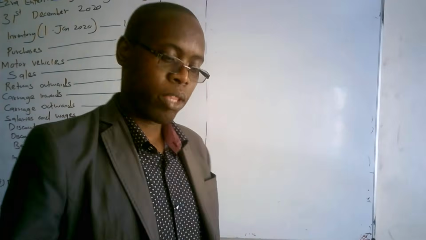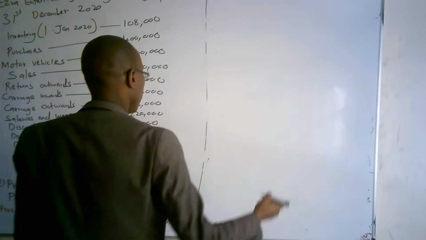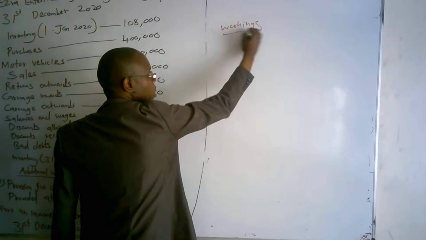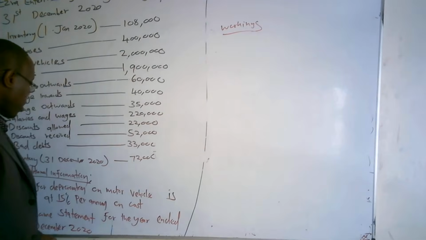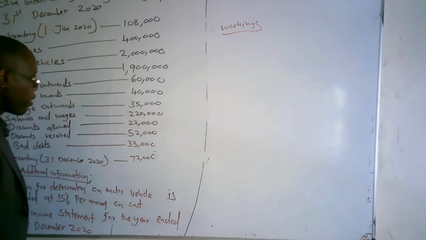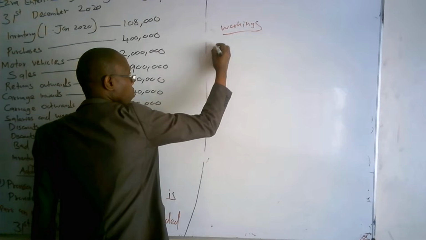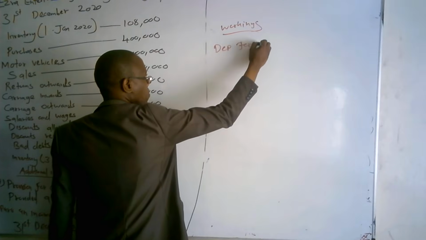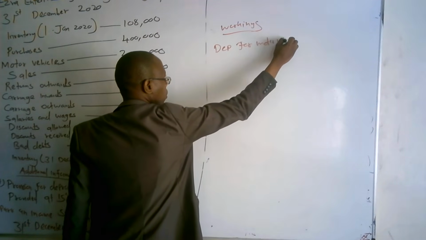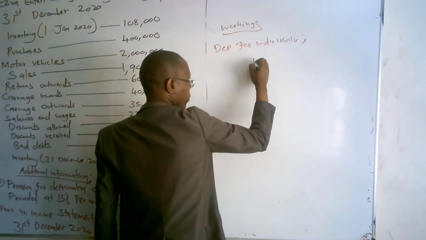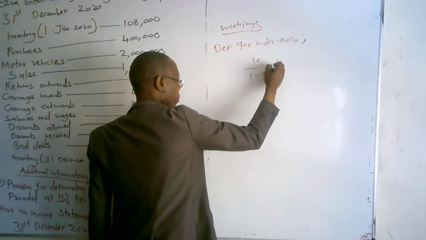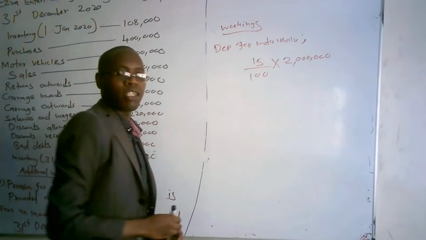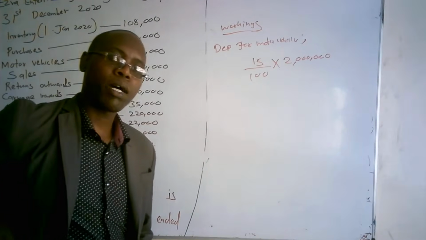And that is one of the methods that is commonly tested. So what you do, you are going to write workings, and those workings have marks in your exams. So you say depreciation for motor vehicle, which is actually 15% of 100 multiplied by 2 million. So you take that 15% of 100 and then you multiply by 2 million.